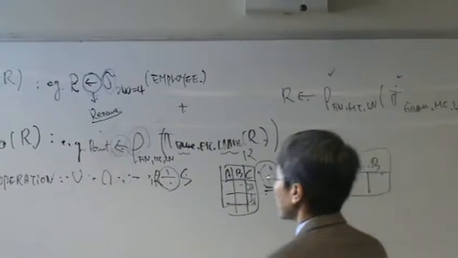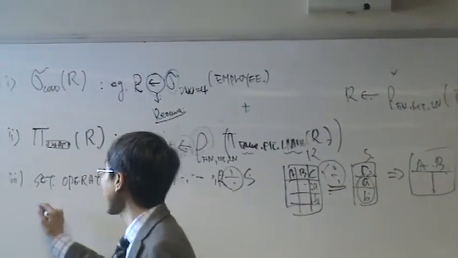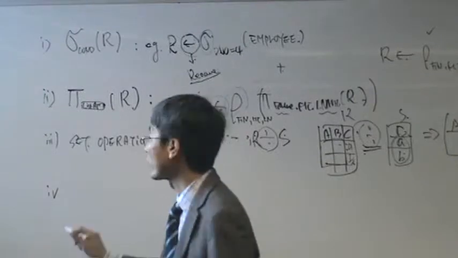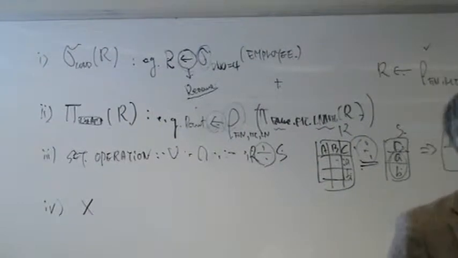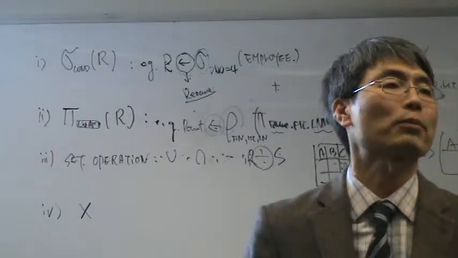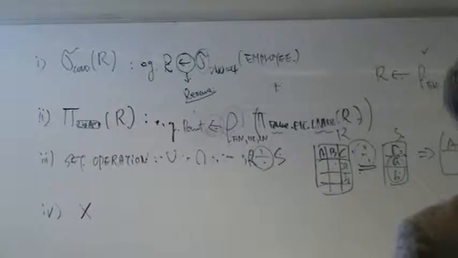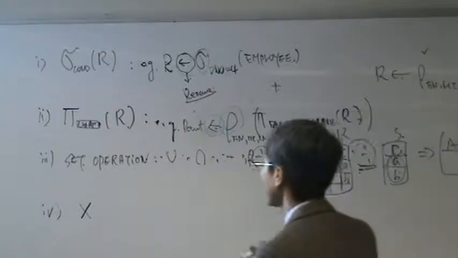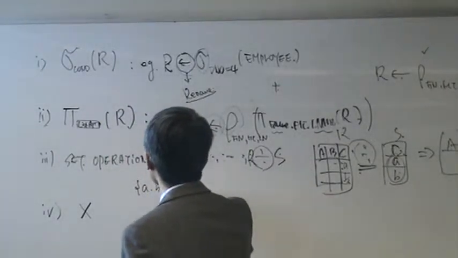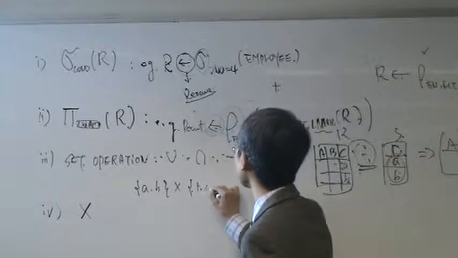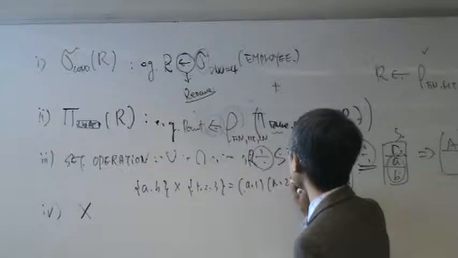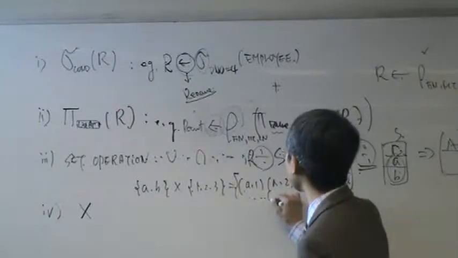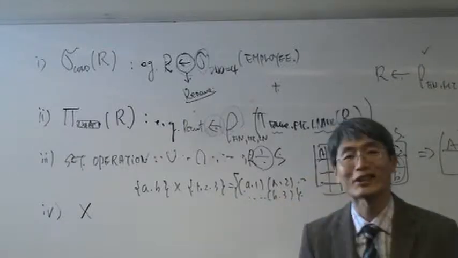Okay, so that is a set operation. Another set operation that you learn is this one. What's the name of that? It's a Cartesian product. So why don't you refresh your knowledge of the set theory? When you learn the set theory, you learn about the Cartesian product. For example, A, B Cartesian product 1, 2, 3. That is six combinations: A1, A2, A3, and up to B3. That is a Cartesian product.